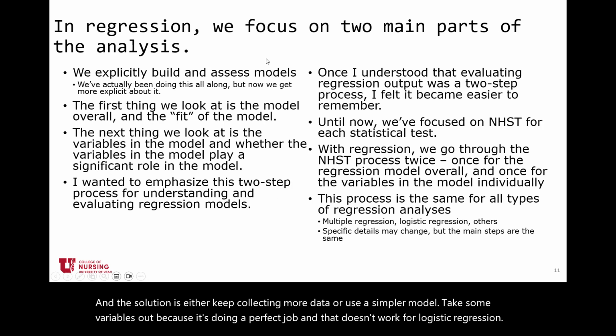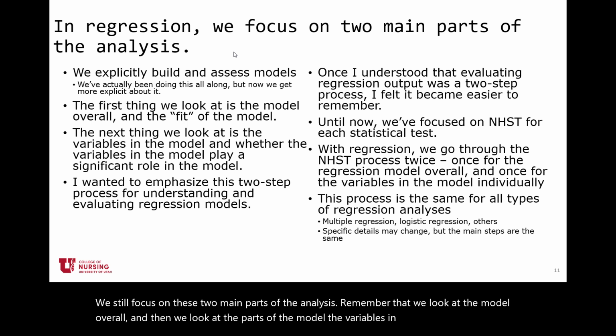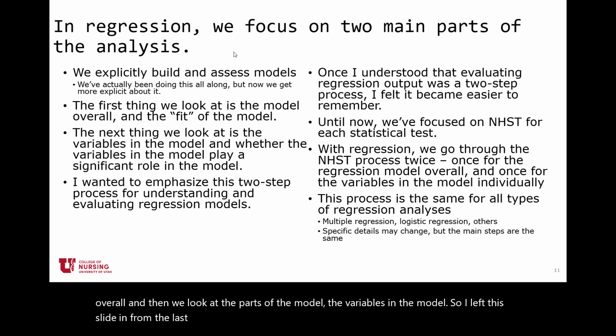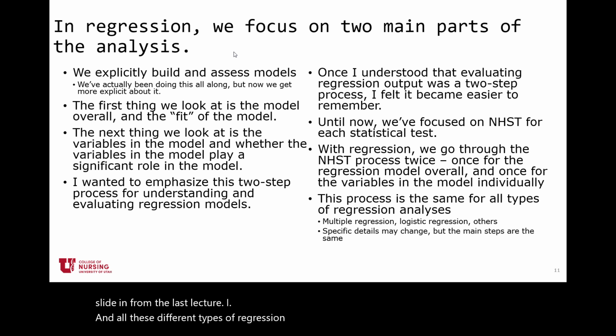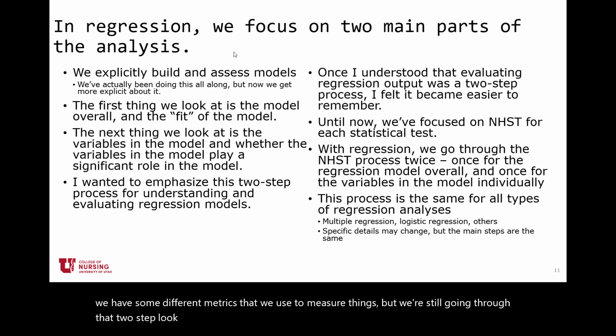We still focus on these two main parts of the analysis. Remember that we look at the model overall, and then we look at the parts of the model, the variables in the model. So I left this slide in from the last lecture. For all these different types of regression, we look at some different things and use some different metrics to measure them, but we're still going through that two-step process: look at the model, and then look at the variables in the model, so we do it twice.